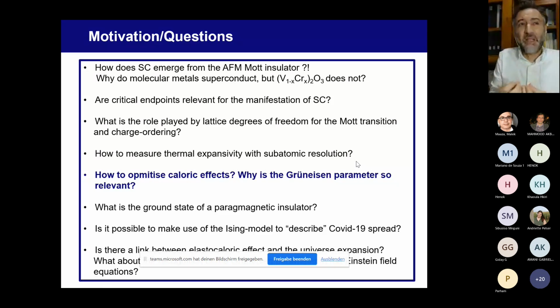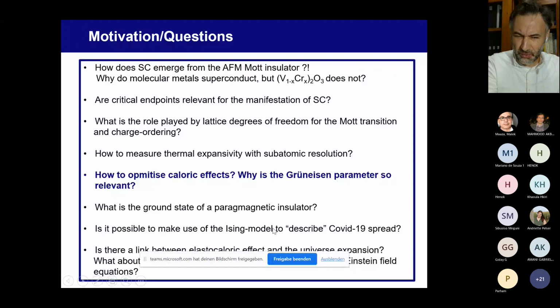Then we come to an experimental question: how to measure thermal expansivity with subatomic resolution. Essentially, I'm speaking about thermal expansivity measurements with resolution below the Bohr radius. Another question: how to optimize caloric effects, and why is the Grüneisen parameter so relevant for quantifying this kind of effects? What is the ground state of a paramagnetic insulator?